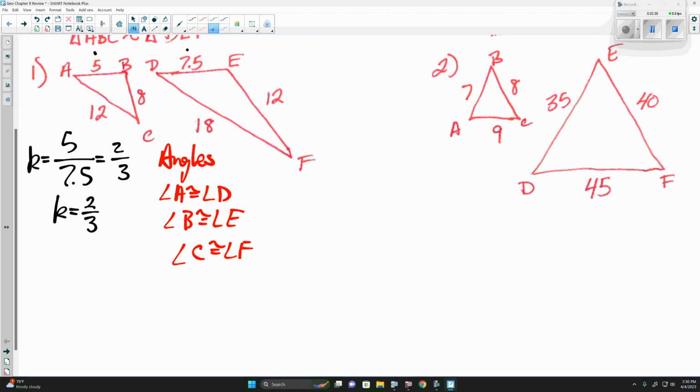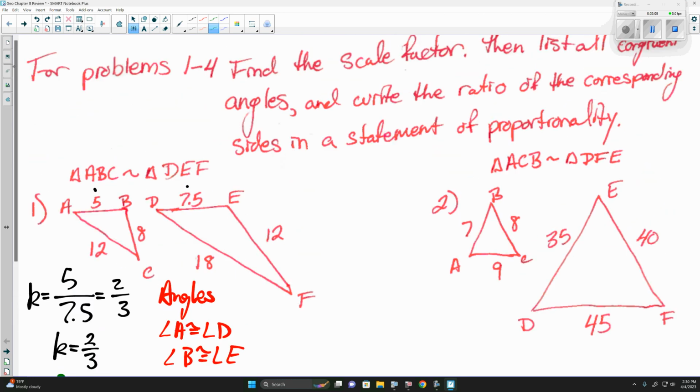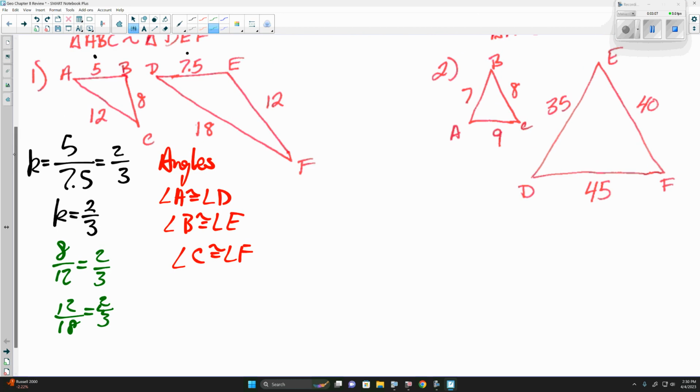Even if we find the others, the next one we could say is 8 over 12, and 12 over 18. So the scale factor should be similar across the board. And that's also proven when we did side-side-side similarity, because 2 triangles are similar if all 3 sets of corresponding sides are proportional. So this one here, you just find the scale factor.